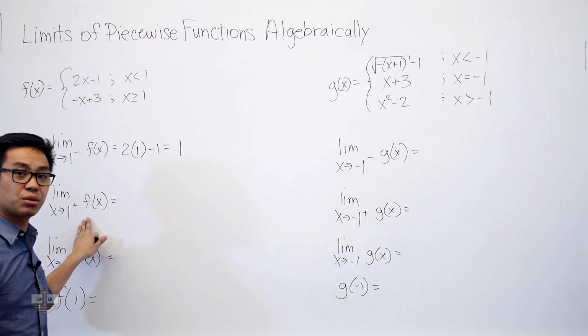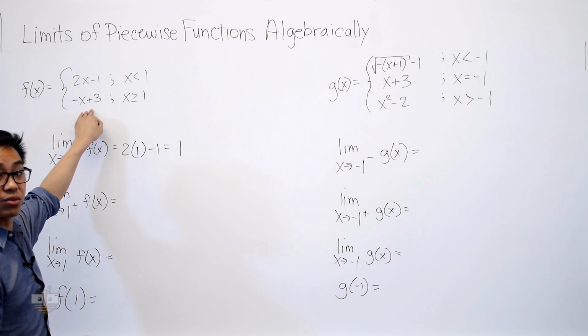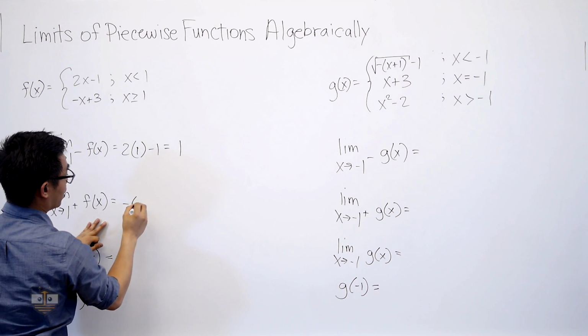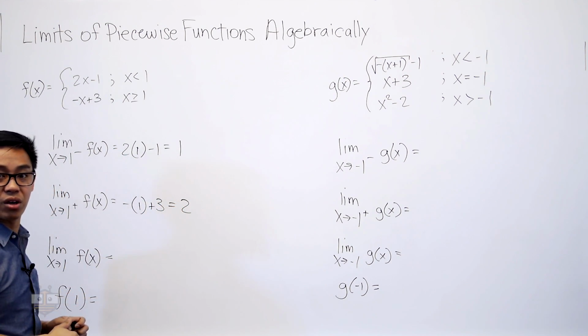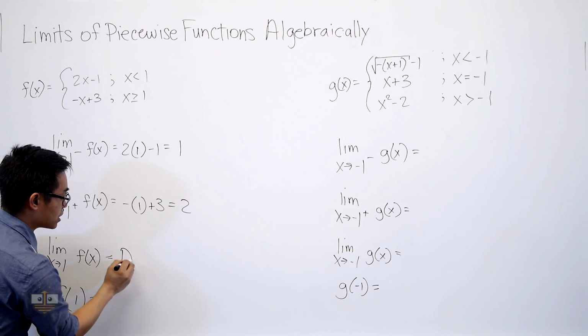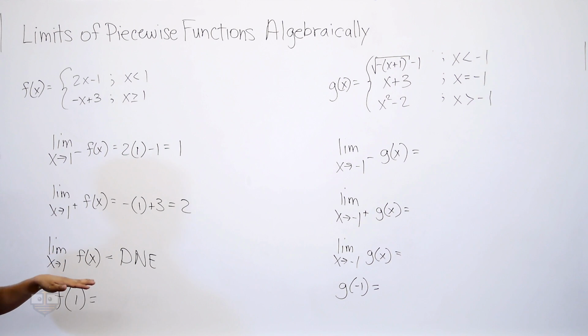If we take the limit as x approaches 1 from the right, which function does that mean? That means this function here. So if we sub into here, we get negative 1 plus 3, which is 2. That's the same answer that we got when we graphed it. And so what's the limit as x approaches 1? Of course, it doesn't exist because it approaches a different value from the left and from the right.